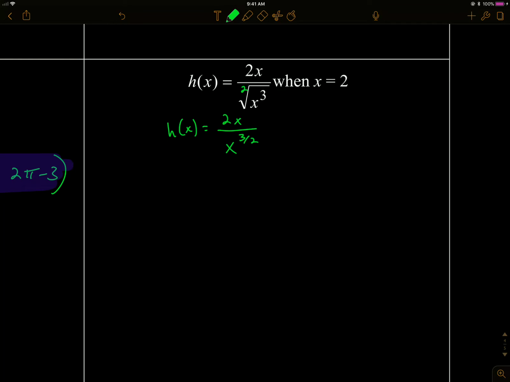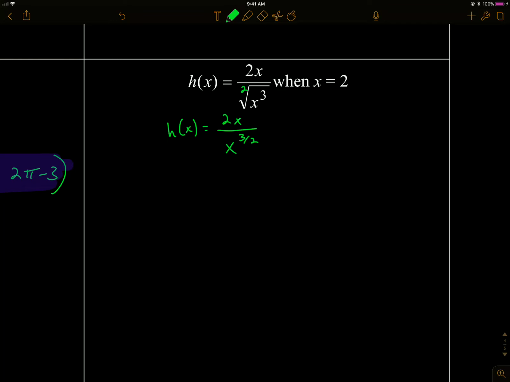So I can subtract the powers. I'd get 2 over x to the 1 half. And then I can't have my x in my denominator, so I'll bring it up. So that's the h of x that I want to use to find my derivative. All right, so now for my point of tangency, I'm going to plug my x value 2 into my original function, and I'll use that form.